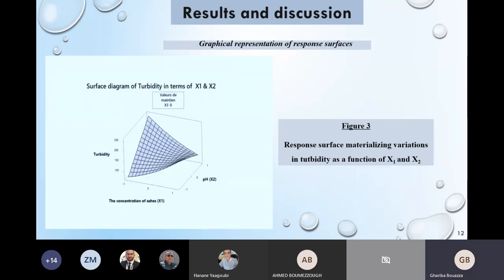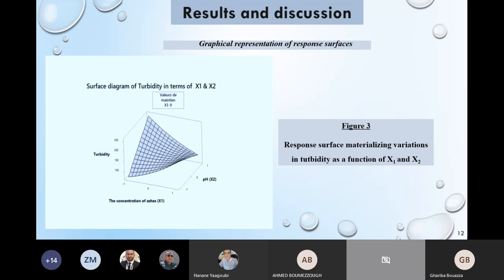In all of the following figures, the response surface materializes the regression surface from a graph in a three-dimensional space. The horizontal plane of the figure represents the area of variation of two factors, and the vertical axis materializes the variation of the response from the model. Beyond two factors, it is necessary to maintain at a constant level the factors whose variations are not described in the horizontal plane.